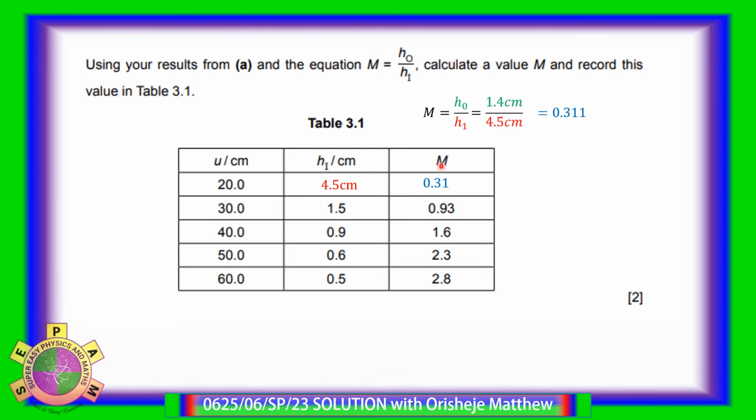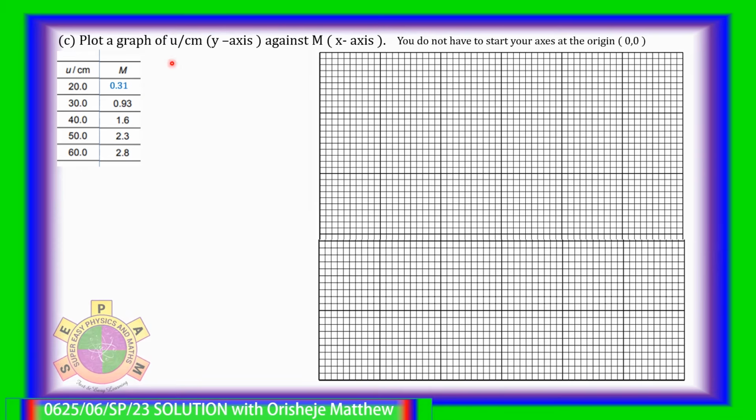So these are the values that we have. Next, we're going to graph with it. Now plot the graph of image distance on the y-axis and the reciprocal of magnification on the x-axis. You do not need to start your axis at the origin (0, 0).